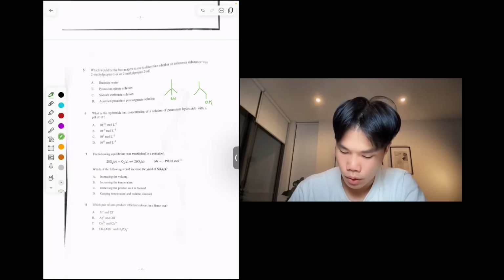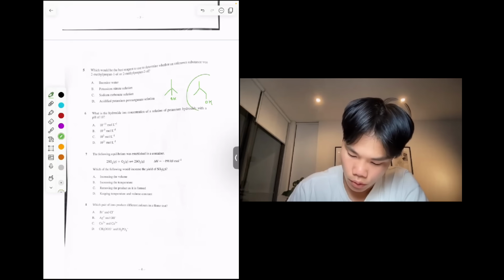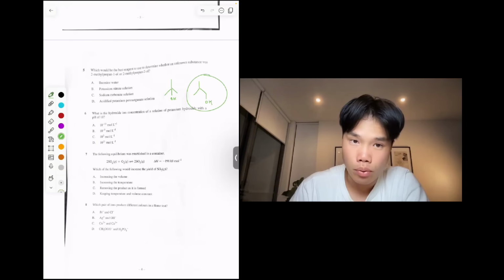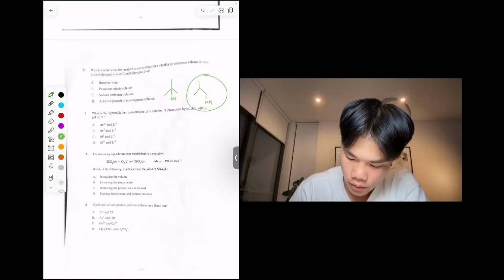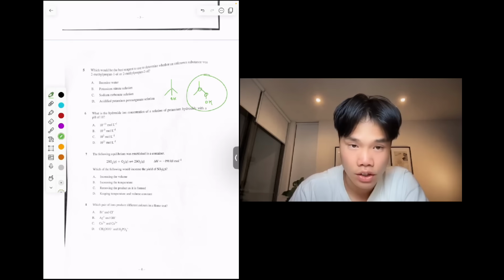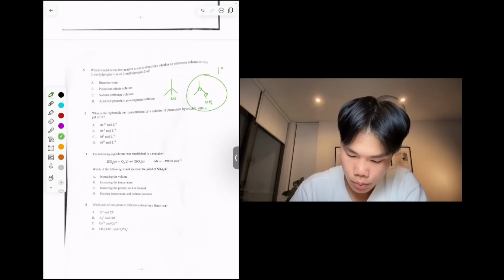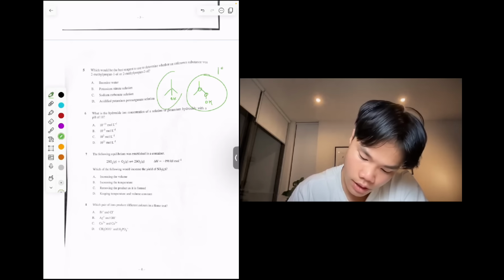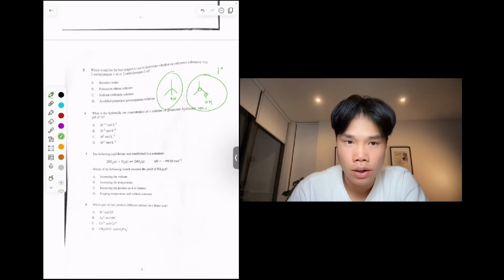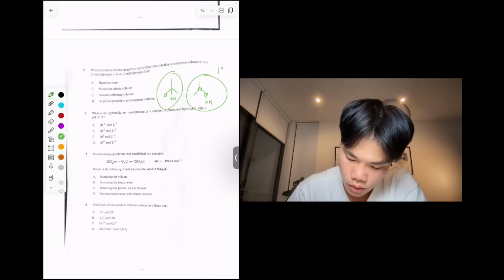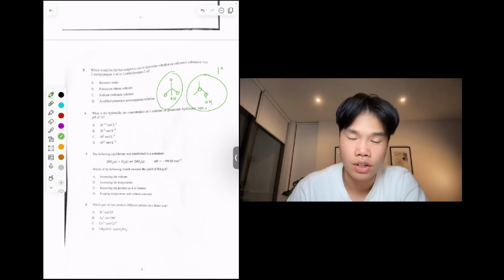So the 2-methylpropan-1-ol, which is the one on the right here, is a primary alcohol, where you only have one carbon attached to the carbon that is attached to the hydroxyl. The other alcohol is a tertiary alcohol because you have 1, 2, 3 carbons attached to the carbon attached to the hydroxyl.